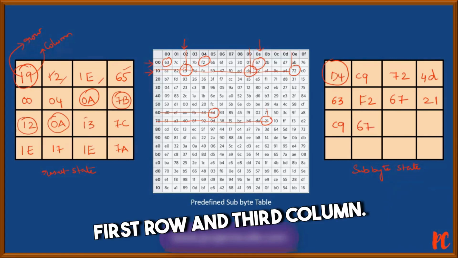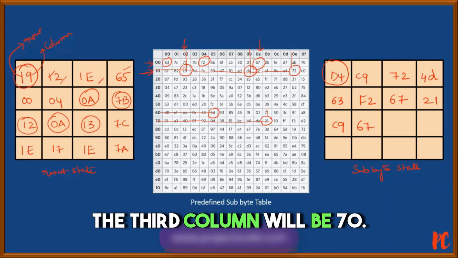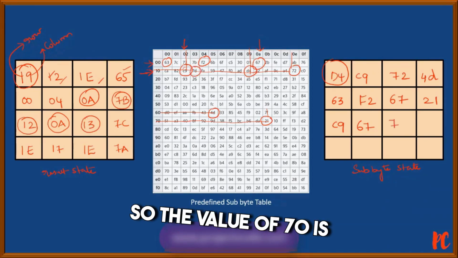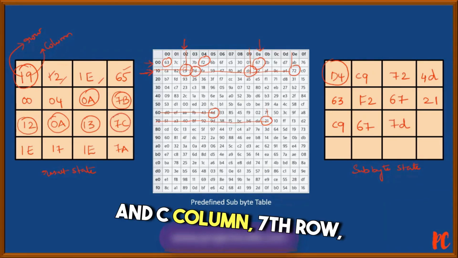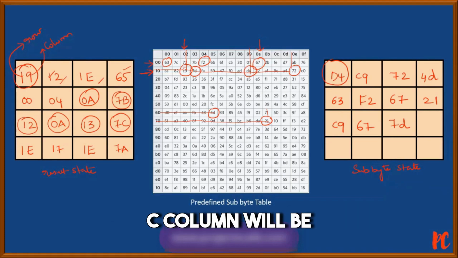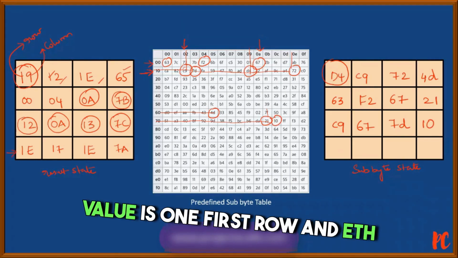Similarly, 1st row and 3rd column. So this is my 1st row. With respect to this, the 3rd column will be 7D. So the value of 7D is placed. Finally, with respect to 7th row and C column, this is getting prolonged, and C column will be 10. So 10. Finally, coming to the last row, here the value is 1E.